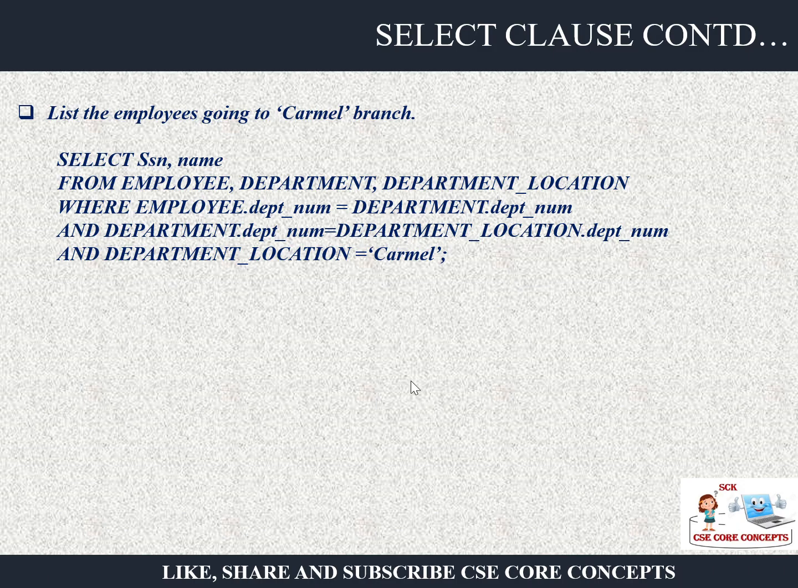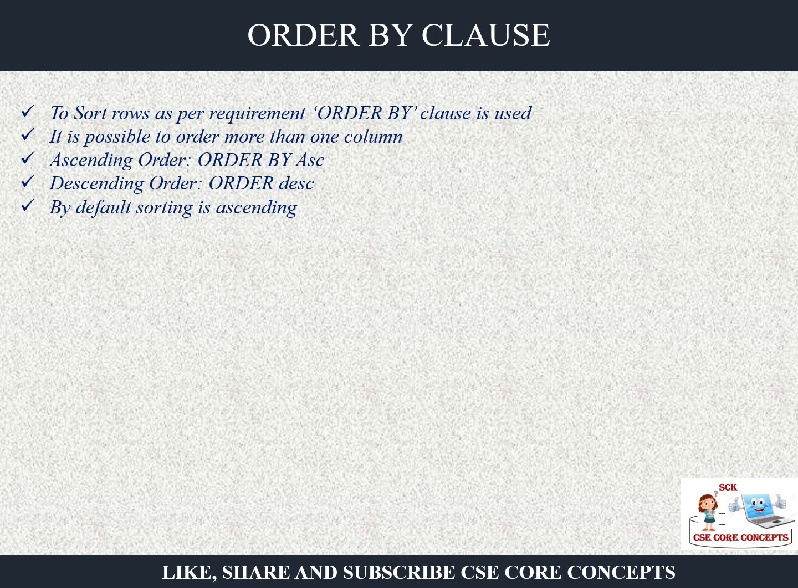So let's say employee is going to Carmel branch. Okay. So this way here we have not used the location table. So you can add one more table here, that is the department location. Based on that also you can search. Now these details which will come, they will be coming in random order.